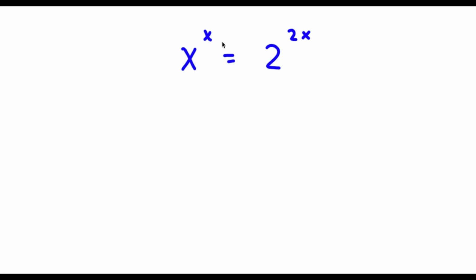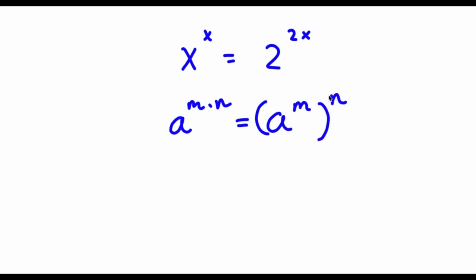Alright, so I have x to the power of x is equal to 2 to the power of 2x. So if I have something in the form a to the power of m times n, this is the same thing as a to the power of m to the power of n. And if I have something in the form a to the power of m to the power of n, well, we know that a to the power of m times n is the same thing as a to the power of n times m, right? These two are the same thing because m and n are interchangeable.